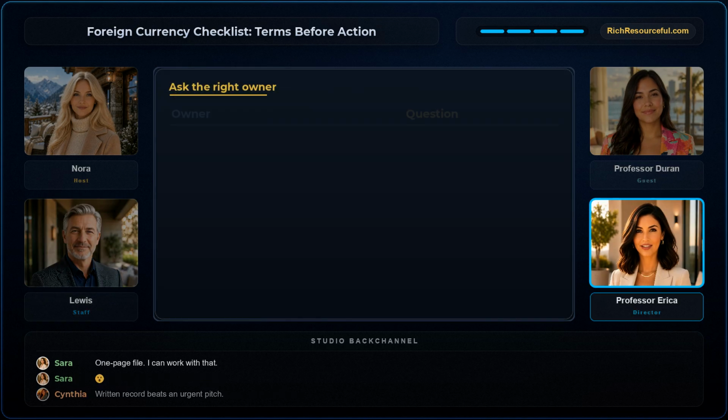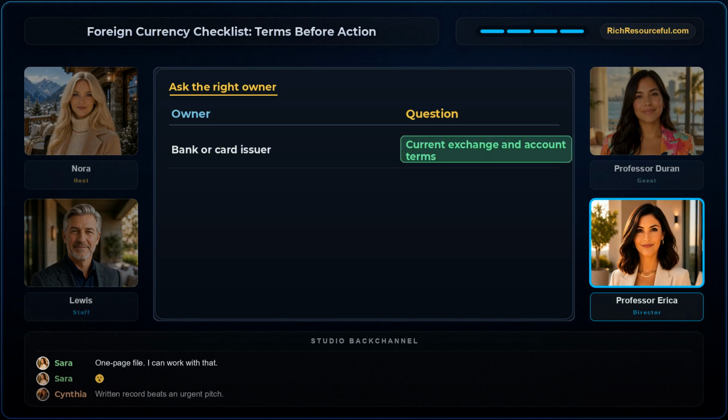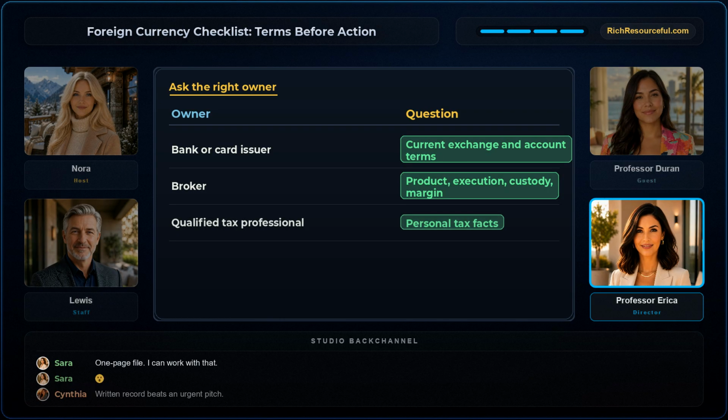And assign each question to its owner. Ask your bank about its transfer, cash, account, and card terms. Ask your card issuer about the agreement that governs a foreign purchase. Ask a broker about its currency product, pricing, margin, custody, and records. Ask a qualified tax professional how facts specific to you may be treated. Ask a qualified financial professional how a decision may fit your objectives and risk capacity. That division prevents one broad question from receiving one dangerously broad answer.